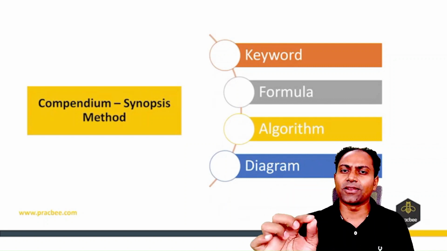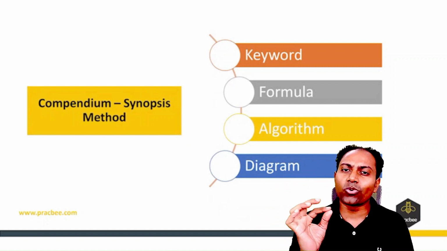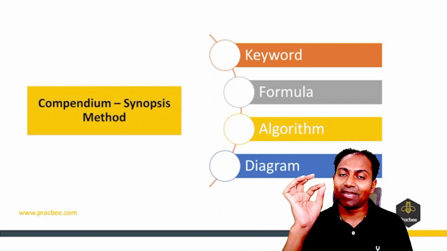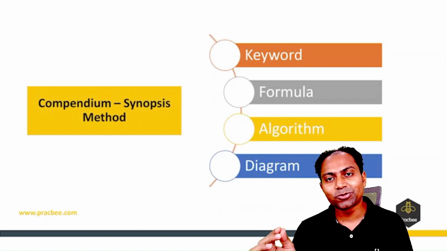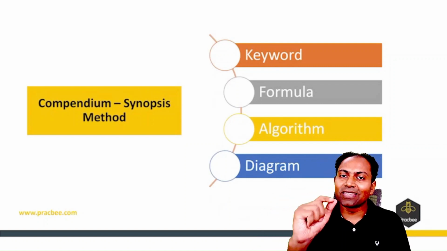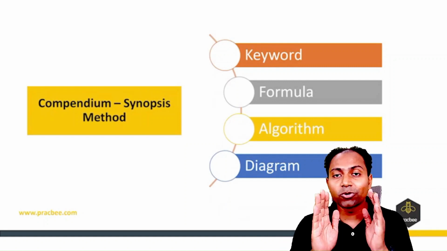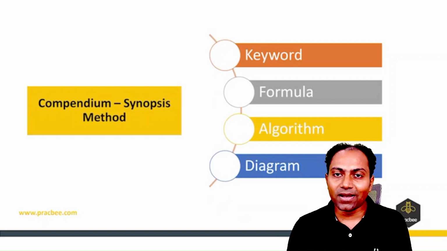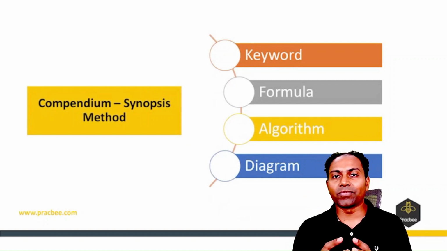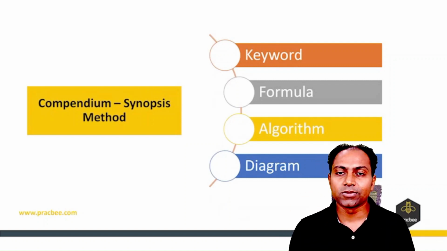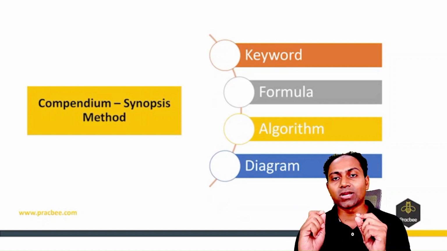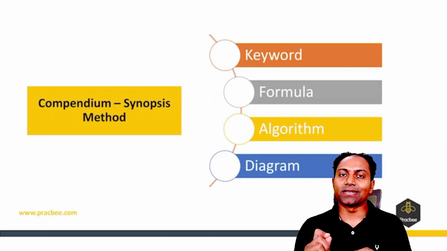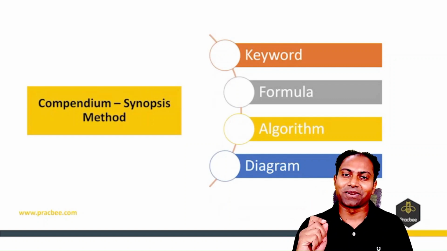1, the exact definition, because that is the core of the concept. Second, the exact formula, because that will be required to solve a problem. The exact technique that you are going to use to solve a problem. So there should also be problem types while making a compendium. Now, if there is some important diagram, that should also be a part of the compendium. So in a nutshell, your compendium should contain 4 of these ideas: keyword, formula, algorithm, diagram.